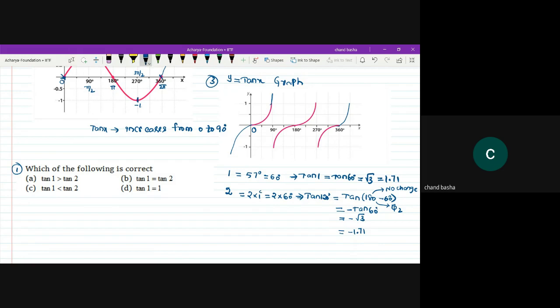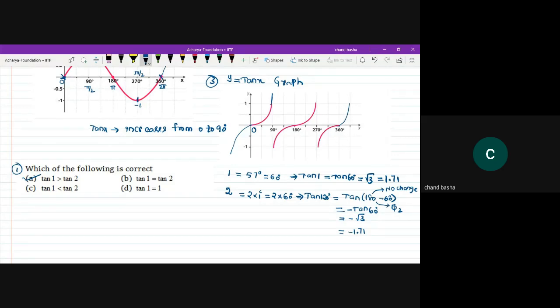1.71. From this, what can I say, which one is greater, tan 1 or tan 2? Tan 1 is greater. Which option will be correct? Option 1 will be the correct answer for the given question.